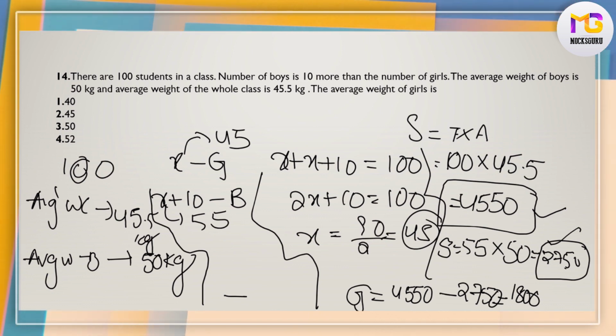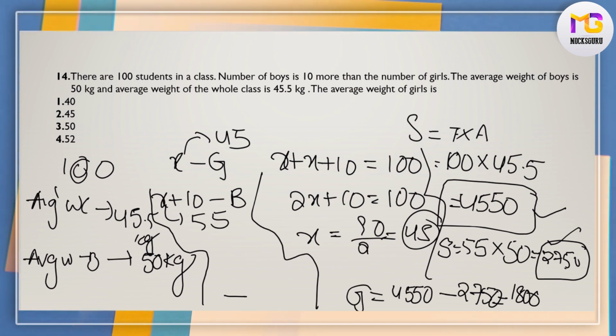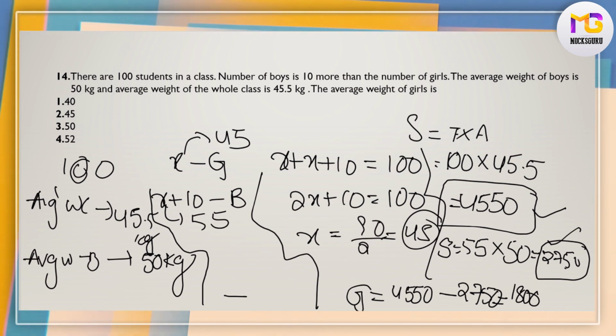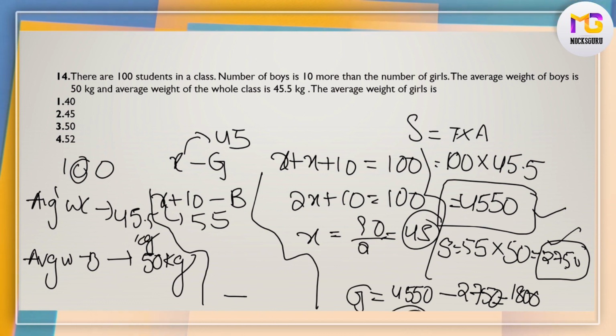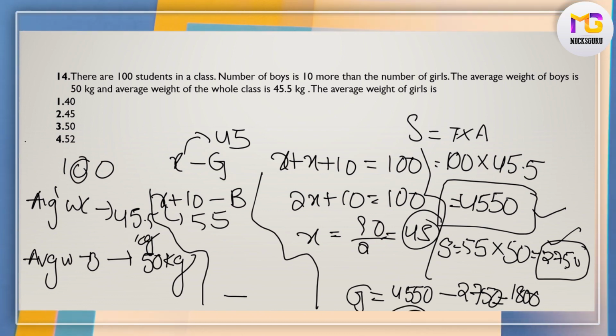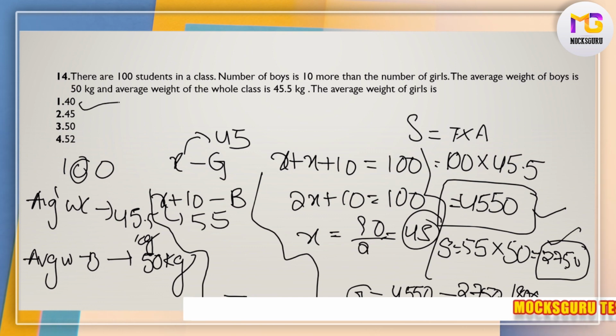Then 9 5s are 45, 9 2s are 18, 5 4s are 20, so 40. So the average is 40. The average weight of the girls is 40. So the answer is option 1, 40.